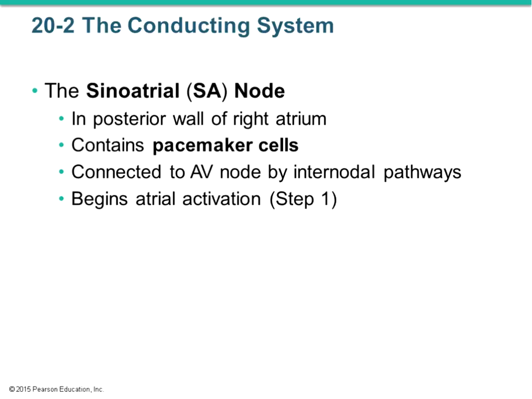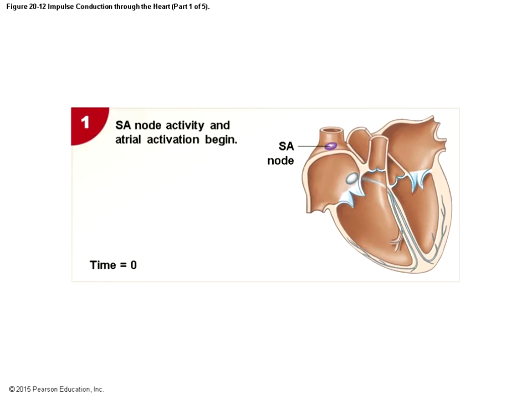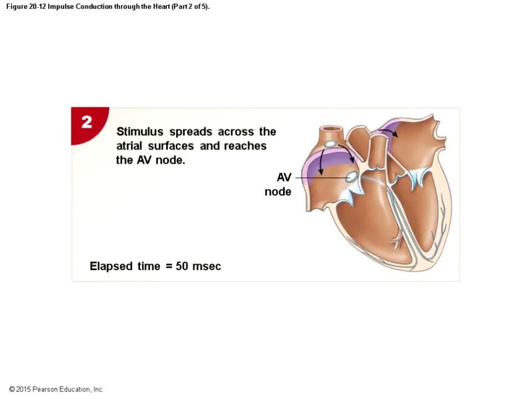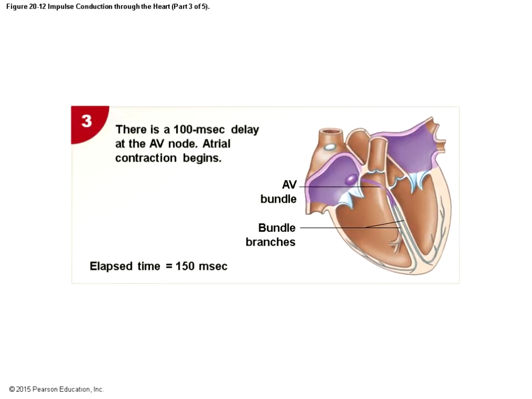So the SA node is in the wall of the right atrium and essentially begins with atrial activation, which is the first step. So SA node activity begins, and that is ultimately going to send impulses traveling down through the atria. Okay, the stimulus spreads across the atria and reaches the surfaces of the AV node. So as this moves through, it's going to work its way down to the AV node. As this impulse travels over the atria, ultimately the atria then will contract. And as you saw in that previous picture, we're going to see contraction of this component. Now the AV node will be activated and continue on through the bundle branches.